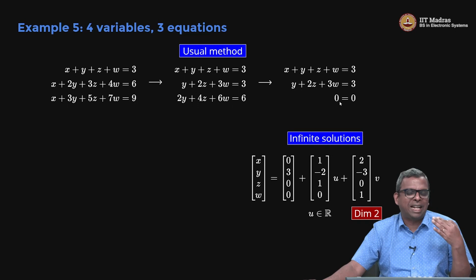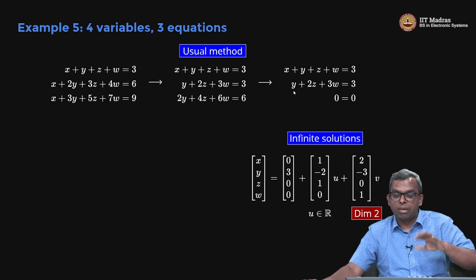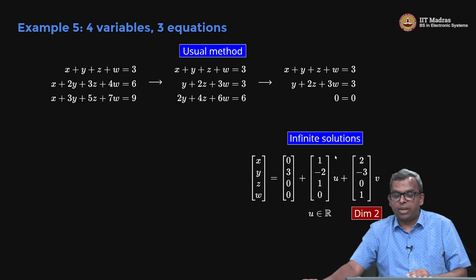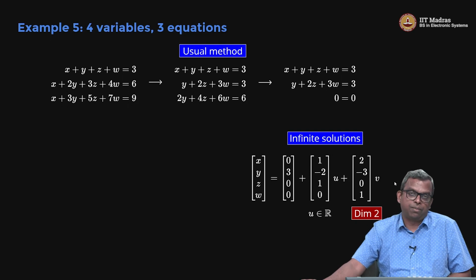I'm not going to do it in great detail, but I'll ask you to try it again. So you just put w equals v and z equals u and solve for y and x. You will get one vector, and then write it as a constant vector plus something into u plus something into v. Okay. So interestingly, we get a 2-dimensional solution. That's an important observation here. The solution for this set of equations ends up being 2-dimensional because you got 2 free variables, right? So that's what you got.